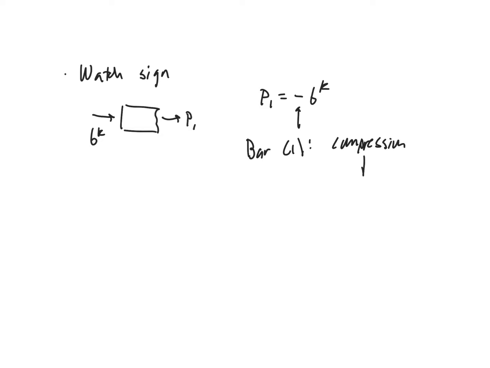And if it's in compression, that means its length is shrinking. It's getting smaller. So as you look at the entire bar and that entire system, what that tells you is that this point, the end of bar 1, is moving to the left. It's getting shorter, so it moves left. Let's write that up.